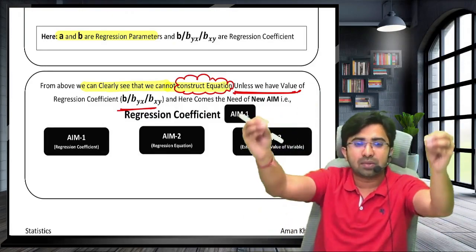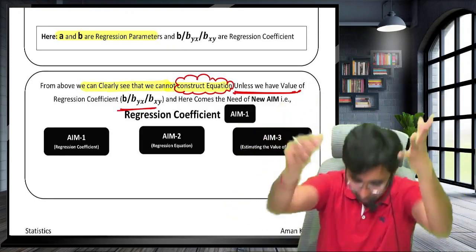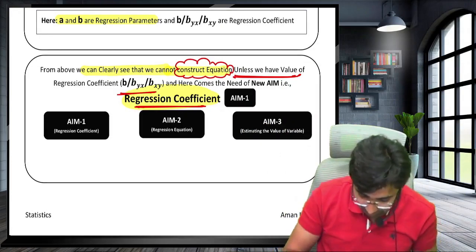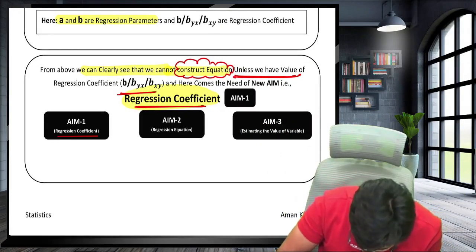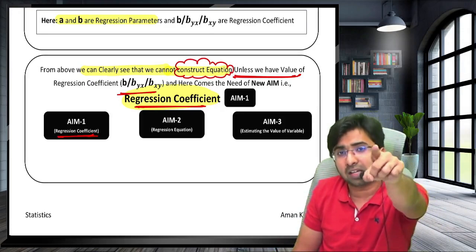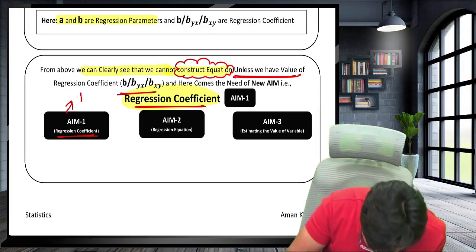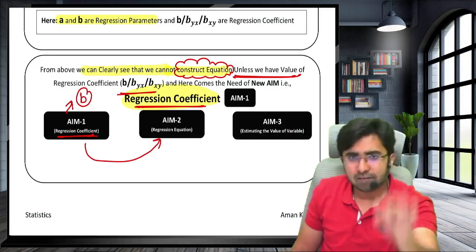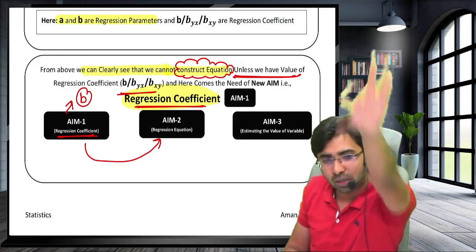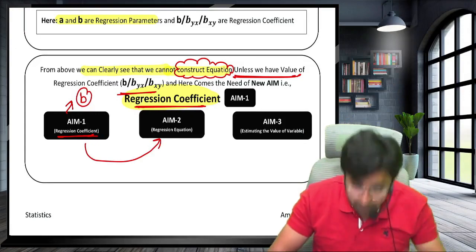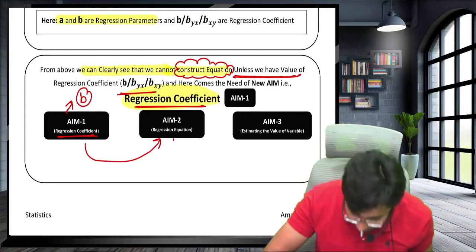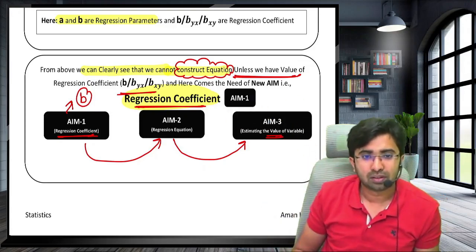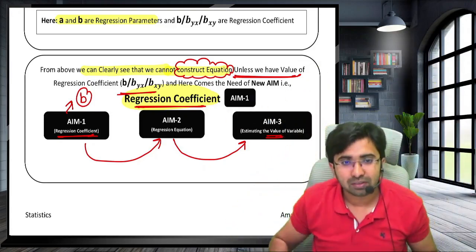Guys, here comes the origin of the new aim, that is regression coefficient. Why? My aim number 1 is the regression coefficient. If you have the regression coefficient b, can you construct the equation? Say yes or no. If you have constructed the equation, can you get the value of one variable when another variable is known? That is the flow of the chapter.